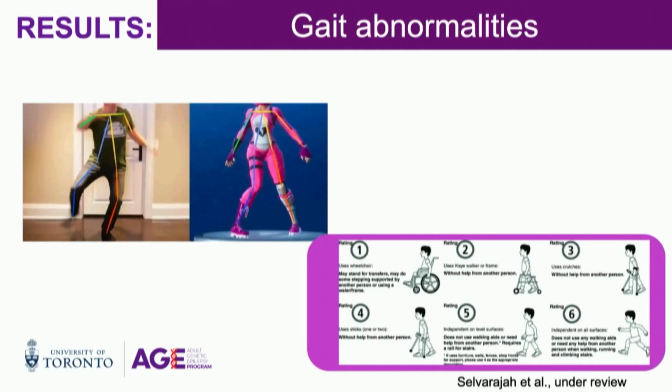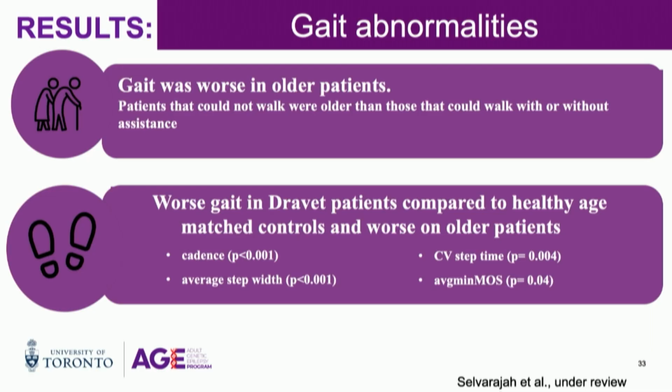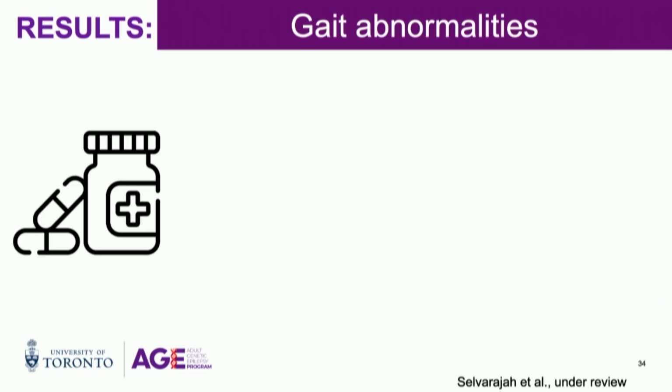And then we also asked about a simpler scale that the parents can answer, about how far the patient can walk without support, and whether the support is just holding hands, or if they need crutches, or a wheelchair, and so on. So when we boiled all this together, again, the gait was worse in the older patients, and here are the specific things that were worse in those patients.